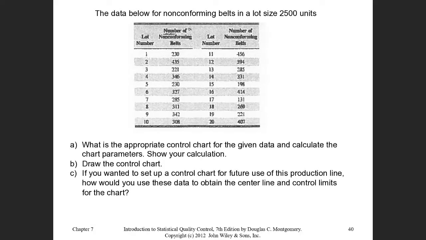Why? Because it says non-conforming. Pay attention, it is slightly different than non-conformities. It confuses students, so pay attention. It says non-conforming builds. That means those builds are waste. They cannot use them or fix them again. So those units appeared every time they have a lot of 2,500 units. So the first sample, or the first lot, which consists of 2,500, has 230 non-conforming builds.